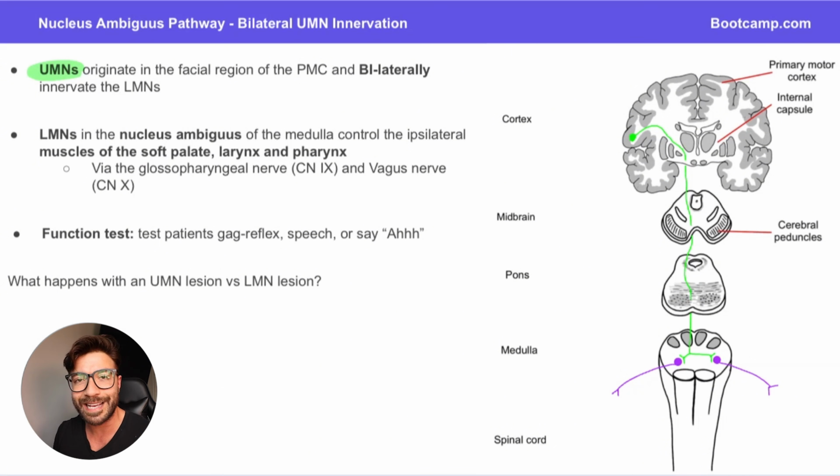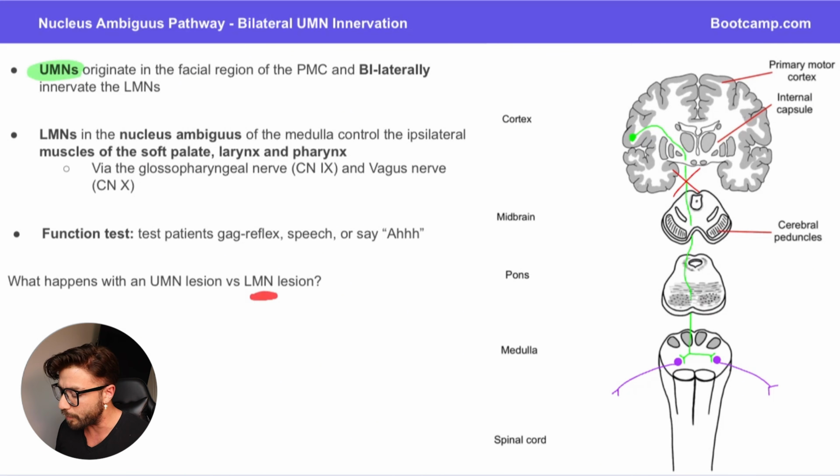So one way that we can test for this pathway is to test the patient's gag reflex, speech, or have them say ah. And let's look at what happens if we have an upper motor neuron lesion. Well, if we have an upper motor neuron lesion, let's say we have damage right here. Remember, we still have the upper motor neuron from the opposite side, which is going to come down and provide bilateral innervation. So it's going to mask the effect. So you're not going to really see any presentation in that sense.